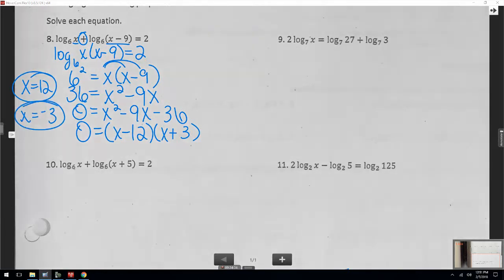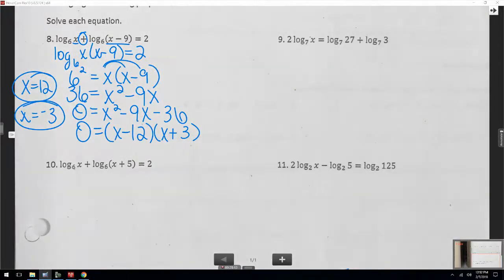Well, we got to check them and make sure that they work, okay? So let's plug it in. If we plug in 12, what's 12 minus 9? 3 times 12 is 36. Is that true? Is 6 to the second power 36? Yes. So 12 works. All right, plug in negative 3. What's negative 3 minus 9? Negative 12 times negative 3 is positive 36. Check it. Is 6 to the second power 36? They both work.